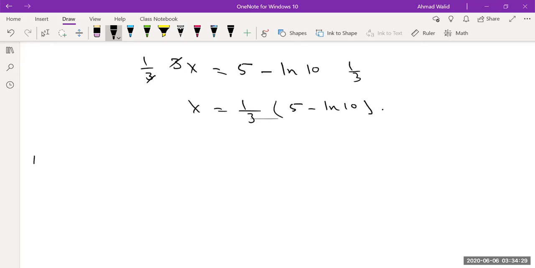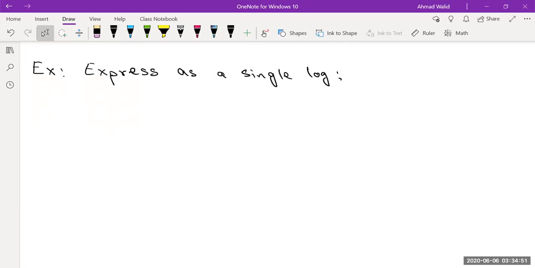Example number 2. Expressed as a single logarithm, or single log. The problem is ln A plus 1/2 of ln B.